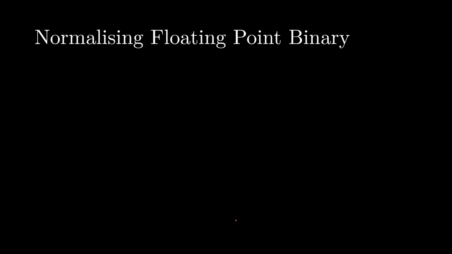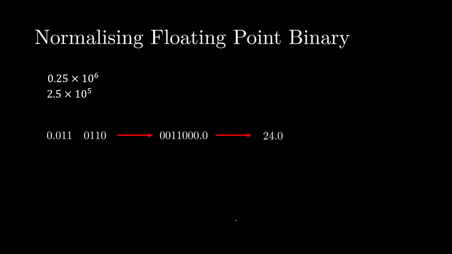Now on to normalizing floating point binary numbers. So a problem that occurs when trying to represent very large numbers is that there's different ways to represent the same number. For example, in base 10, we can represent the same number twice by doing something like this. And what this might look like in binary is something like this, right? So we have a floating point binary number, and if we convert that to a fixed point, and then convert that to denary, we get 24.0.